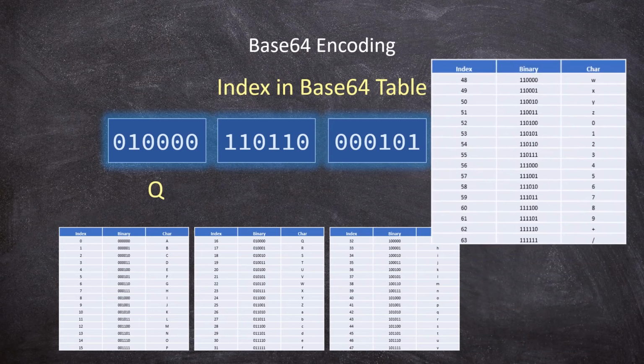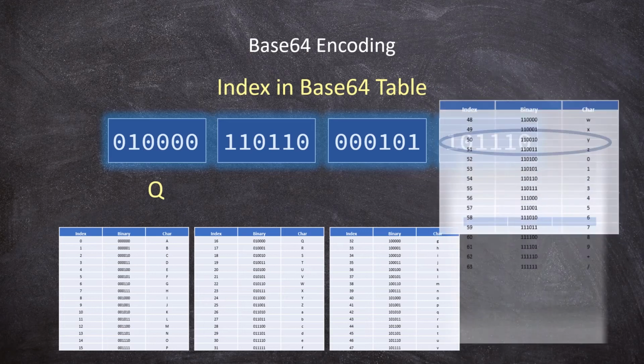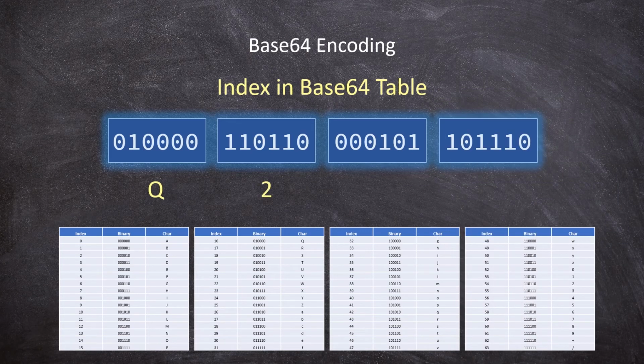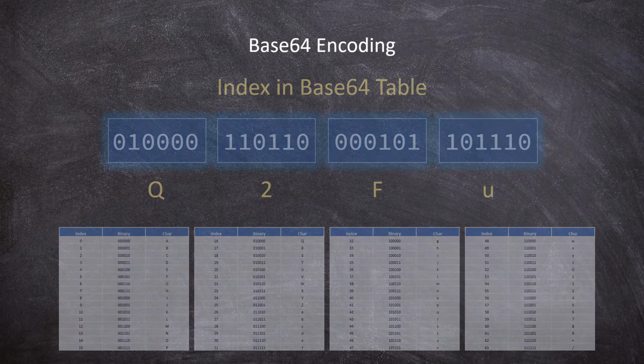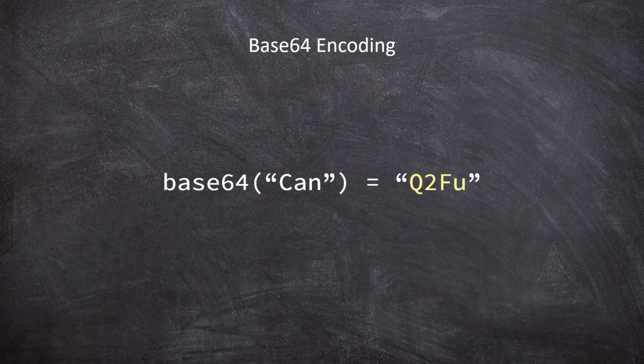The next number corresponds to the number 54, which maps to the printable character 2. This process continues for the other two numbers until we have all 4 encoded characters. And just like that, we now have the Base64 encoding for the letters capital C, A, N. But as I mentioned before, we operate with 3 bytes of data at a time.